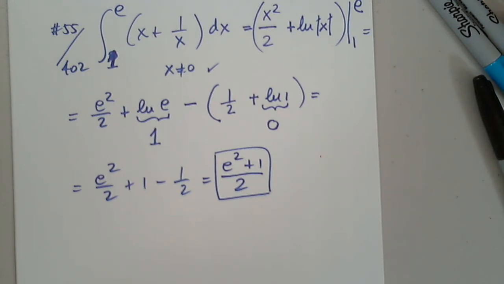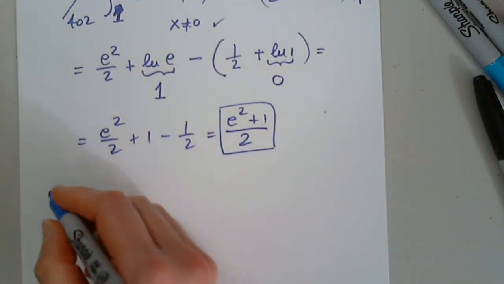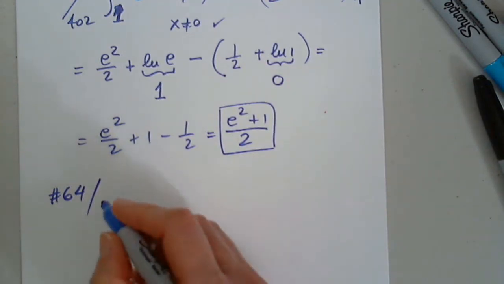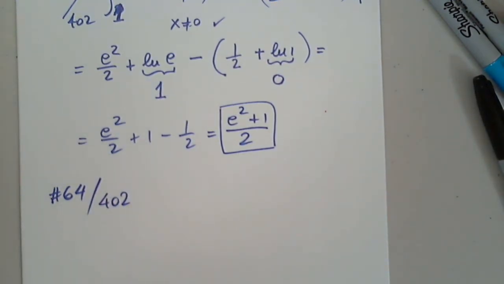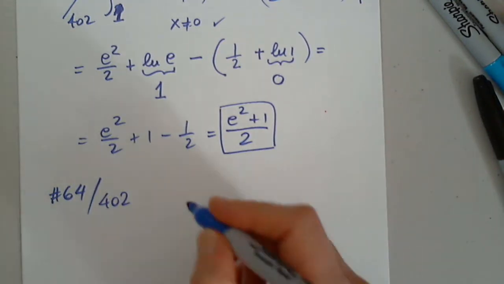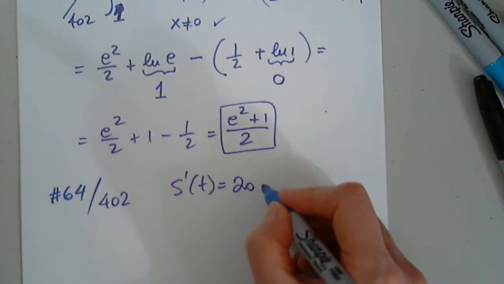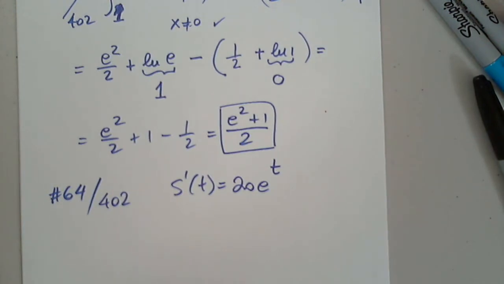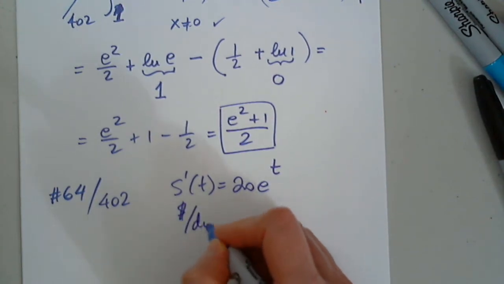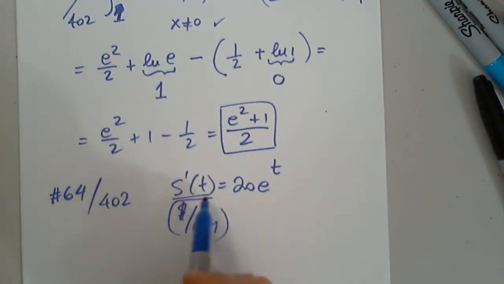Okay, so let's take a look at some applications. Let's see accumulated sales. 64 on the same page, 402. Feel free to choose anything from this page, anything you want. So Melanie's Craft estimates that its sales are growing continuously at a rate given by, okay, this is the rate of change, s prime of t equals 20 e to t, where S prime is in dollars per day, of course, it's a rate of change, dollars per day. This is the measurement unit for this.